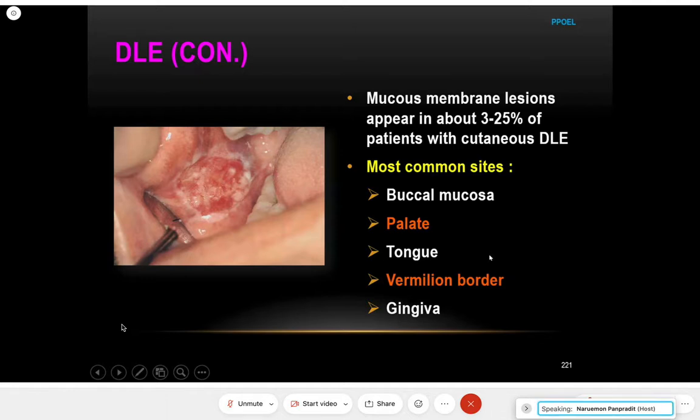But lupus lesions have common sites that are not the same as lichen. Two areas not the same as lichen are the palate and the vermilion border. So when you see a patient with oral lichen planus features but the lesion appears on the palate or vermilion border, you have to think about the differential diagnosis of lupus erythematosus.